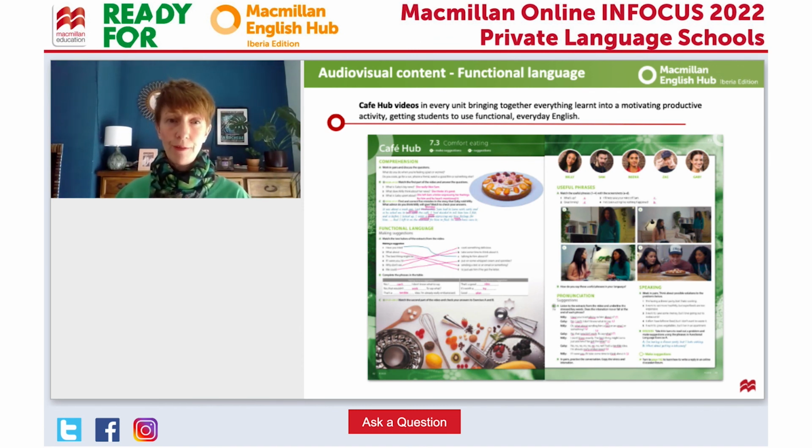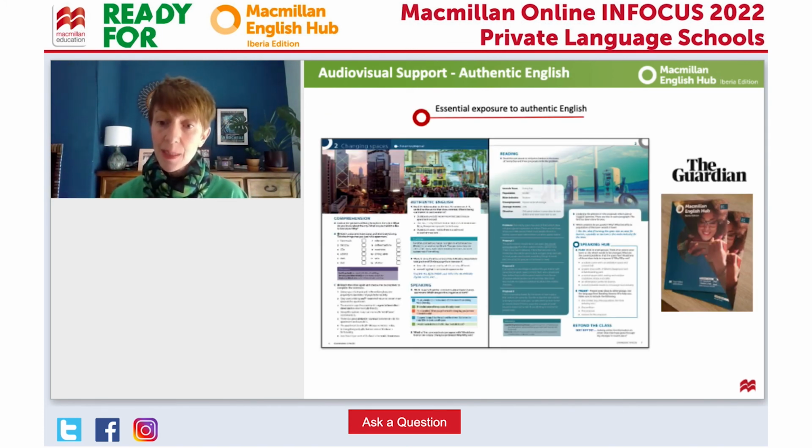There's a huge amount of audiovisual content. So there's 2 or 3 videos per unit, depending on the level. You can see here that we have the functional language videos. These are in the Cafe Hub. And these are kind of little Netflix series where you follow the same characters throughout the book, and you can see their progress. And this lends itself to practice on pronunciation, functional language, and there's a speaking task at the end of that.